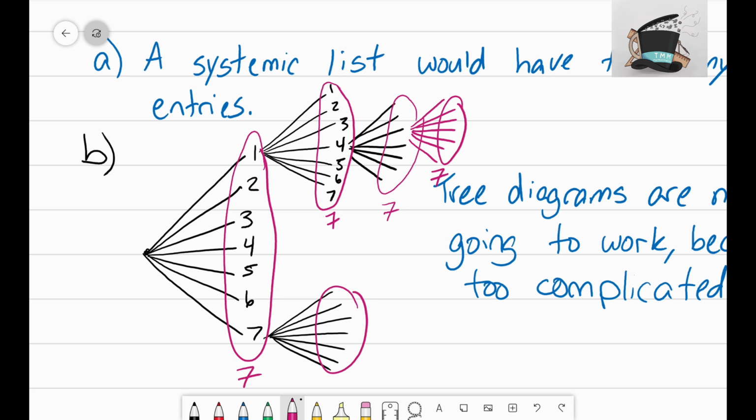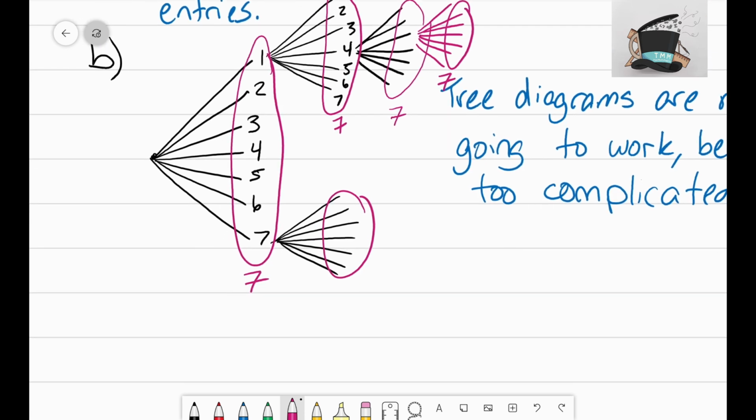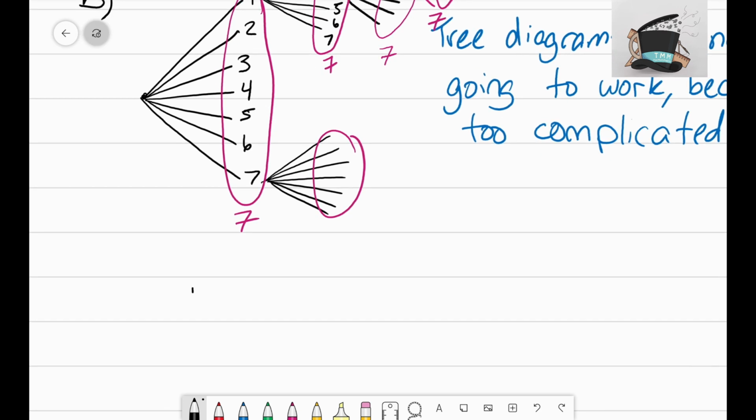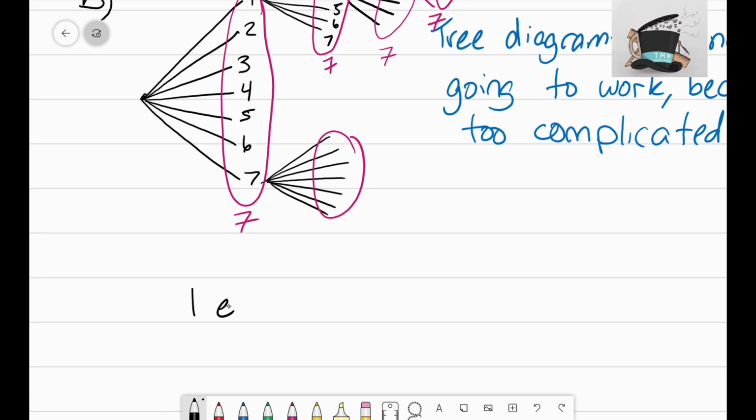Okay, we have 7 different numbers to choose from. So I want to now jump to part E of the question. And what part E talks about is this thing that we call a decision chart. It says that we want to create a decision chart to help us understand how many 4-digit numbers there are.